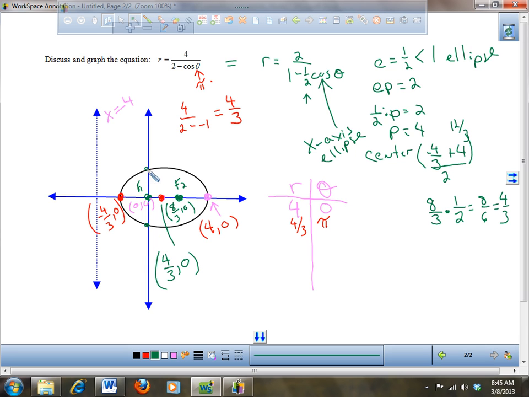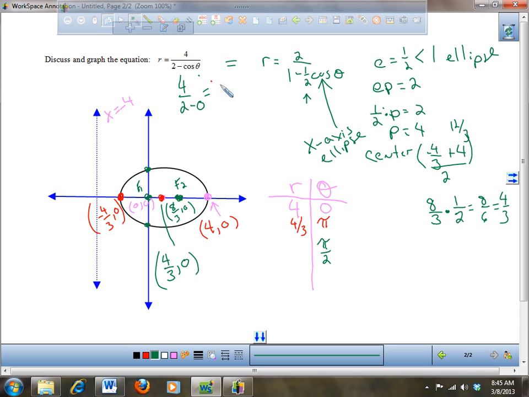And then I can find these 2 points, the y-intercepts. Why would you want to find that? Just because it helps you graph it, if you were graphing it by hand. On a test, you would be expected to find those 2 points. To find them, you plug in pi over 2 radians into this equation, and I get 4, what's the cosine of pi over 2?